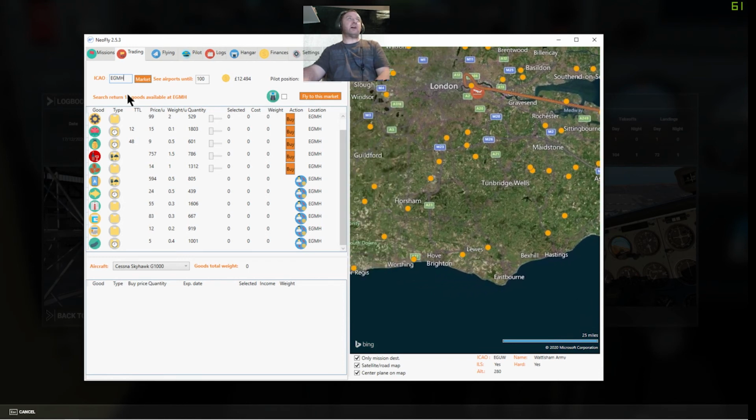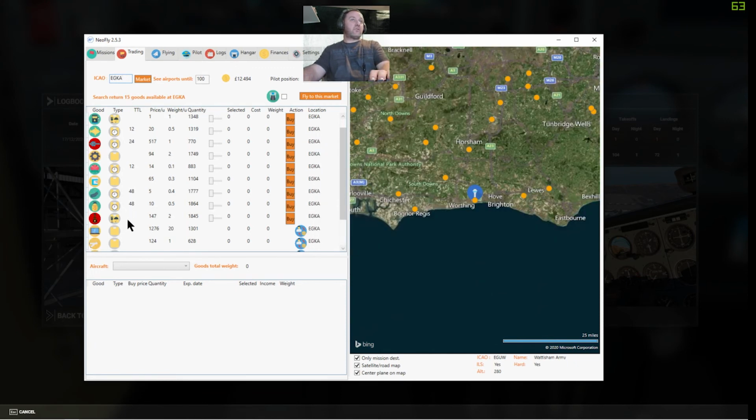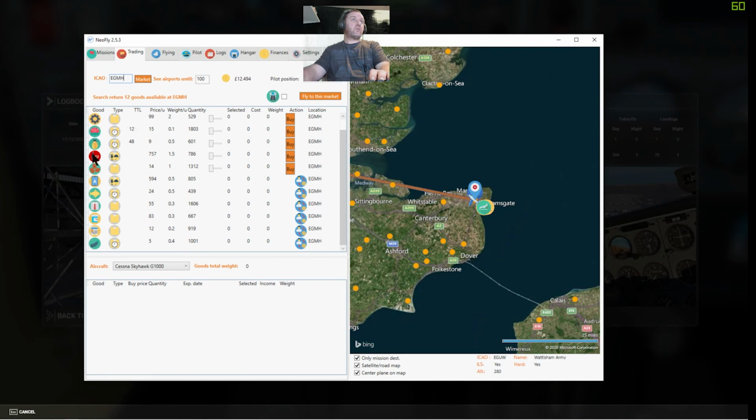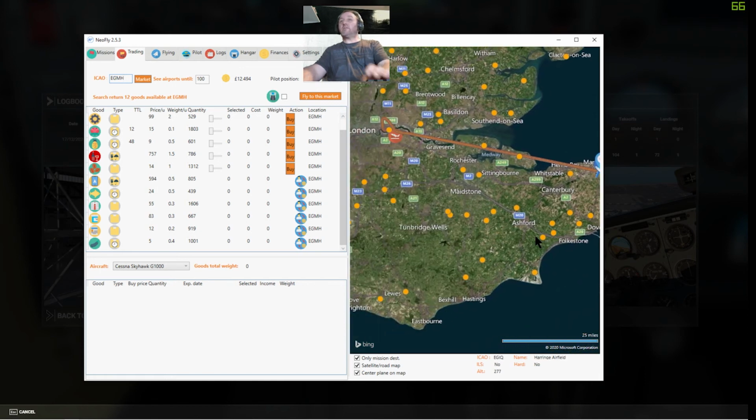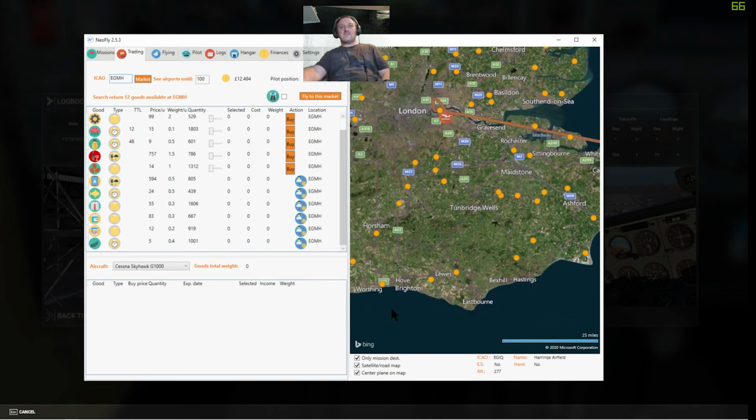So let's go EGKA. See what they're buying. Coffee, 17. So they're buying coffee for 17, and we can buy it for 14. So that makes you 3. So that's what you need to do. But the other thing you'll need to do is just check whatever airfields you're looking at going to. Make sure they're in the game.